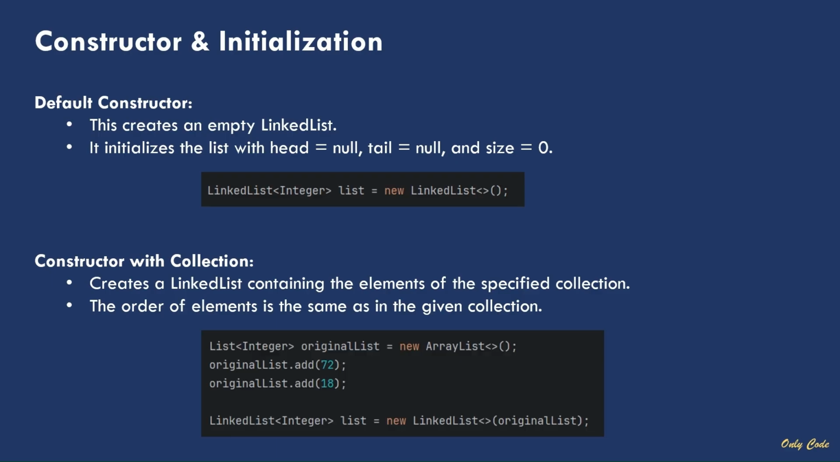It's a convenient way to convert other data structures into a linked list in just one line of code. So, whether you are starting fresh or building from an existing dataset, linked lists provide flexible ways to get started. Let's now go over some of the most commonly used linked list methods, grouped by their functionality.